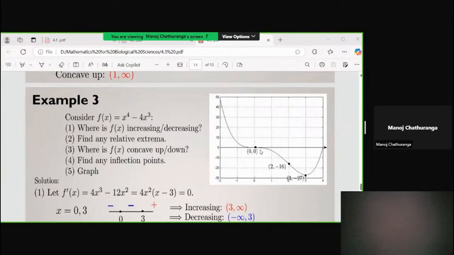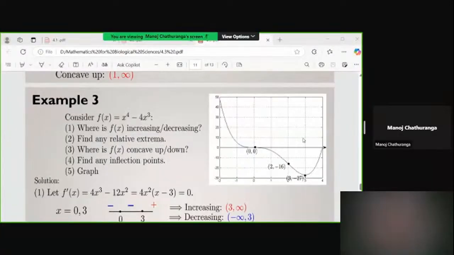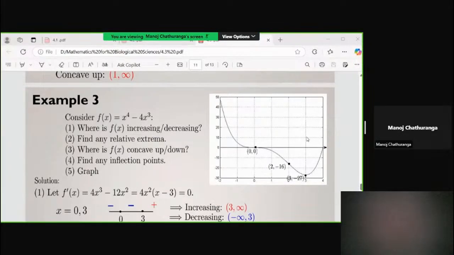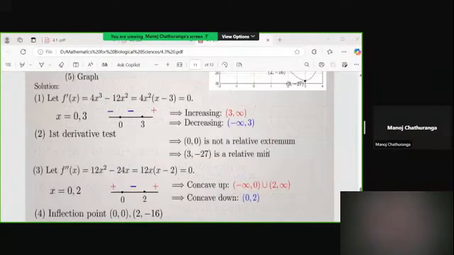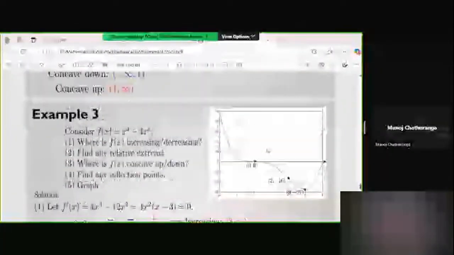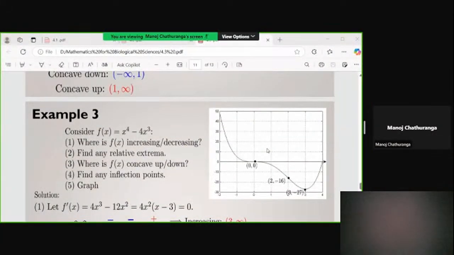So here it is up, then it is down. Before 2, it was looking down. After x equals 2, it is again looking up. So we have 2 inflection points, but only a single extreme point and 2 critical points. Right? So this is how we can put all these things together and see how the function behaves.